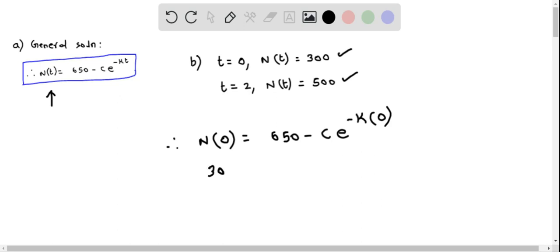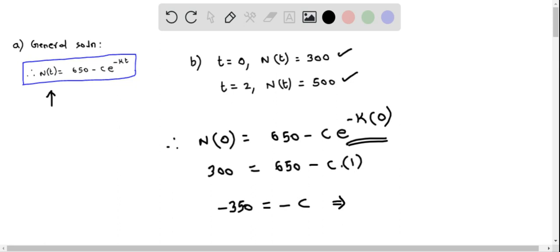So I put 300 here, and this equals 650 minus C times e to the power 0, which is 1. So it is negative C. So 300 minus 650 is negative 350, and this equals negative C. So this gives C equals 350.